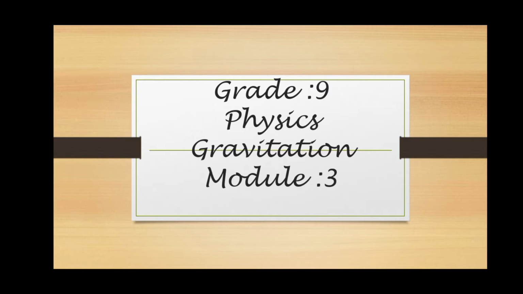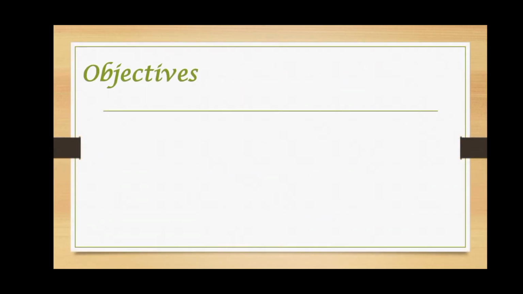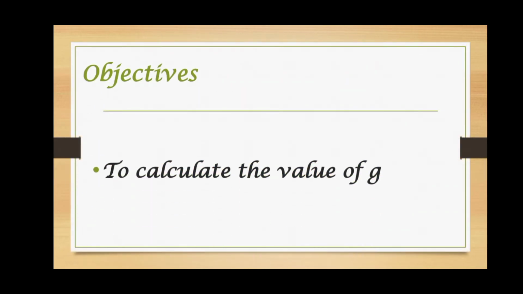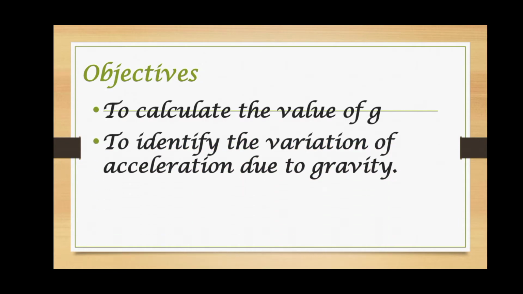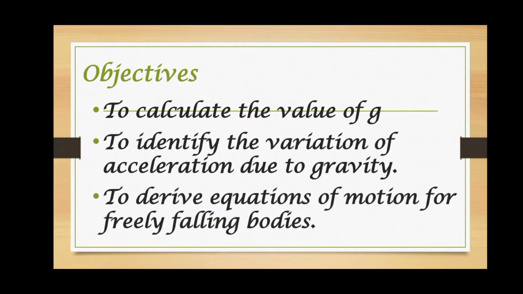Grade 9, Subject Physics, Chapter Gravitation, Module 3. Objectives: to calculate the value of g, to identify the variation of acceleration due to gravity, to derive equations of motion for freely falling bodies.